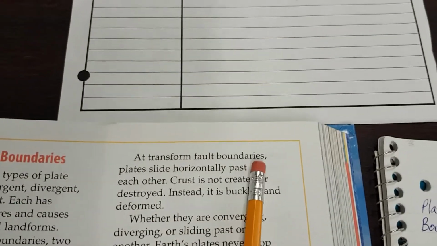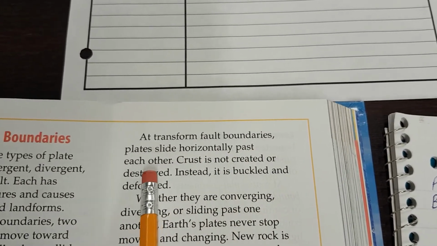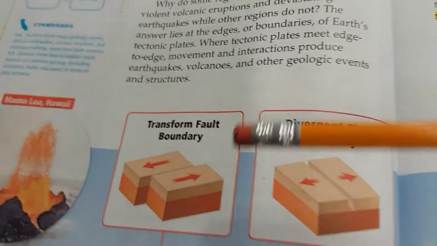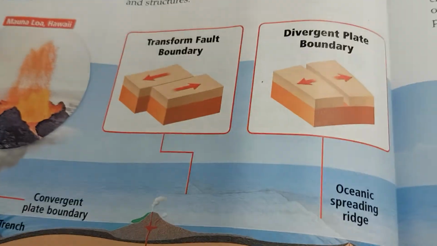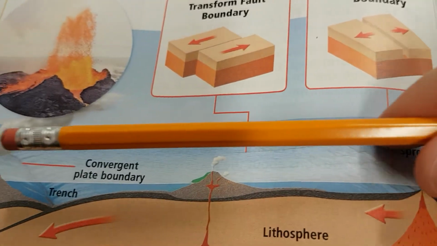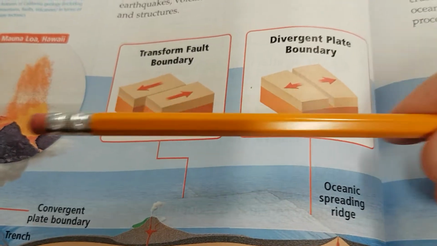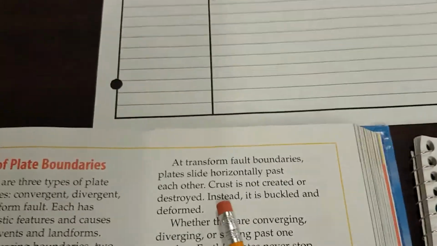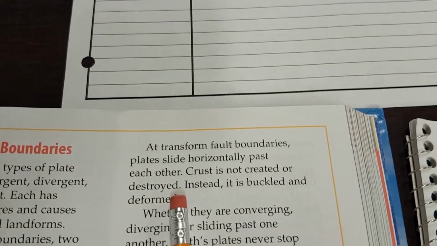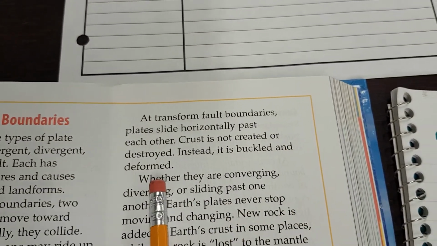At transform fault boundaries, plates slide horizontally past each other. Horizontally, or the horizon, right? The horizon is the left to right flat part of the world. So horizontal means they're moving flat left and right. Crust is not created or destroyed. Instead, it is buckled and deformed.